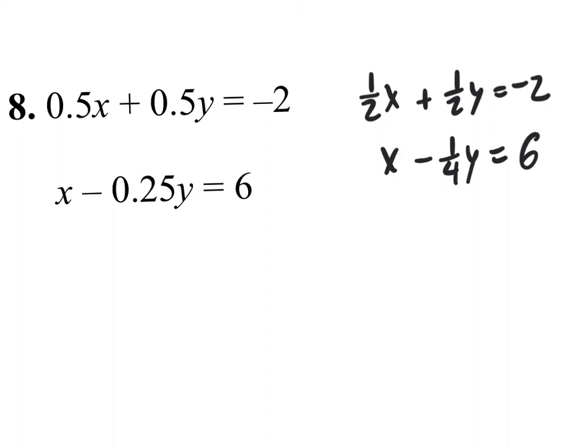Now, I still don't like fractions though, but it's easier to get rid of these fractions. All you have to do is multiply the entire thing by the denominator of the fraction that you want to get rid of. So up on top, I'm going to multiply everything by 2, and it's going to give me a new top equation down here. When I go 2 times 1/2, it cancels out. It will leave me a 1x. When I go 2 times 1/2, that'll cancel out. It'll leave me a plus 1y.